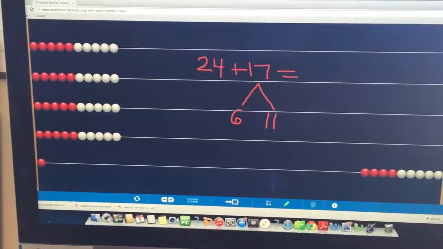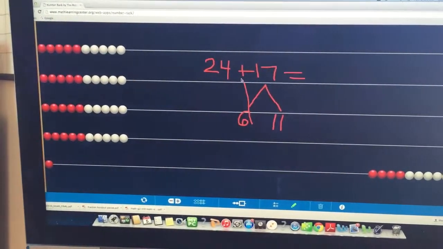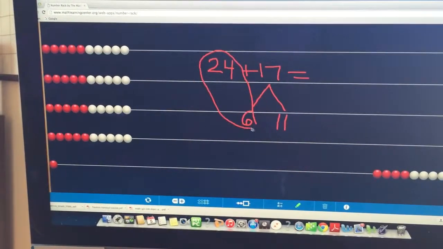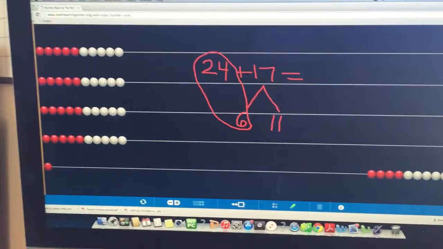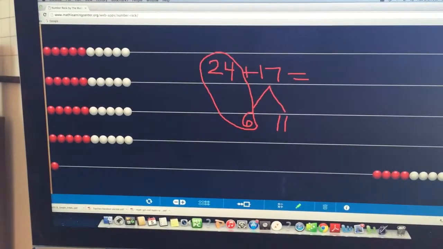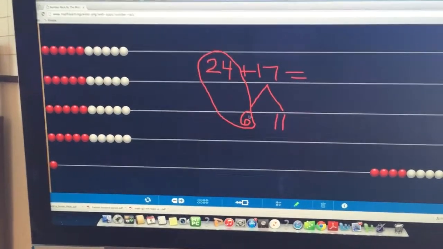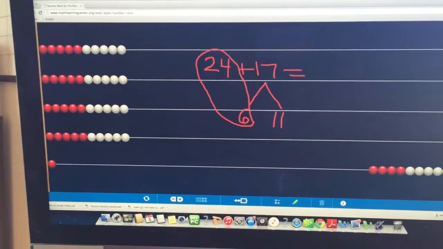So we have 24 plus 17. We decomposed 17 into 6 and 11, and we're going to bond or compose the 6 with the 24 to get our 30, plus 11 to get our 41. When kids are doing it, this stage here is known as a pictorial representation of their mathematical thinking.